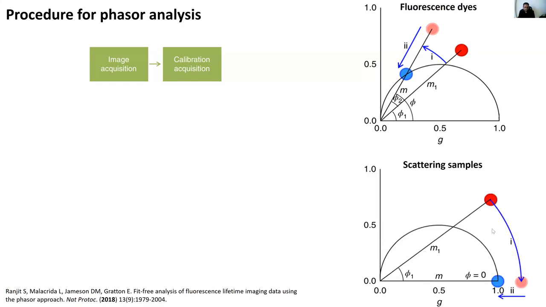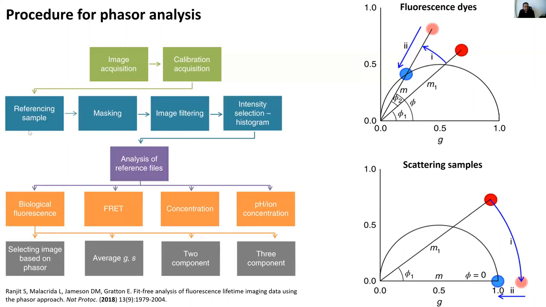You can also use a scattering sample, which has a lifetime of 0. So it will go the reverse way. And once you have calibrated, you can reference all the samples. And then you can do masking, image filtering, and intensity selection by looking at different areas, different intensity areas, and different types of systems we have seen. We have looked at biological fluorescence, which I'm going to go into in a bit more detail soon, FRET, concentration, pH, and you can do different types of analysis.